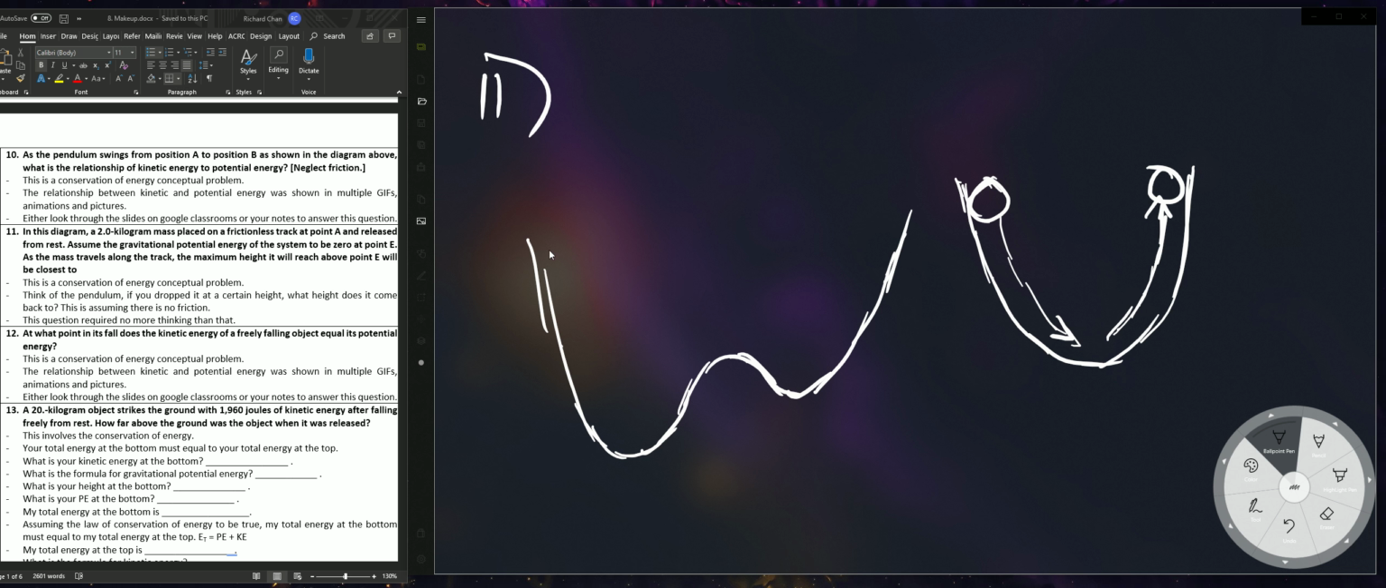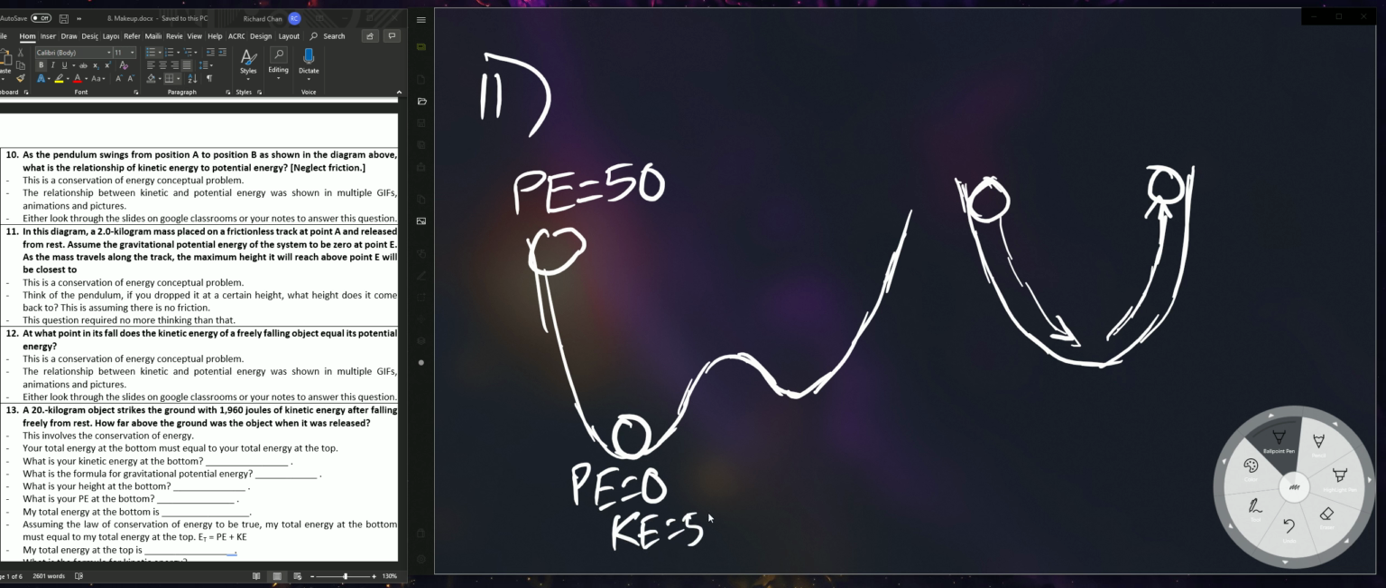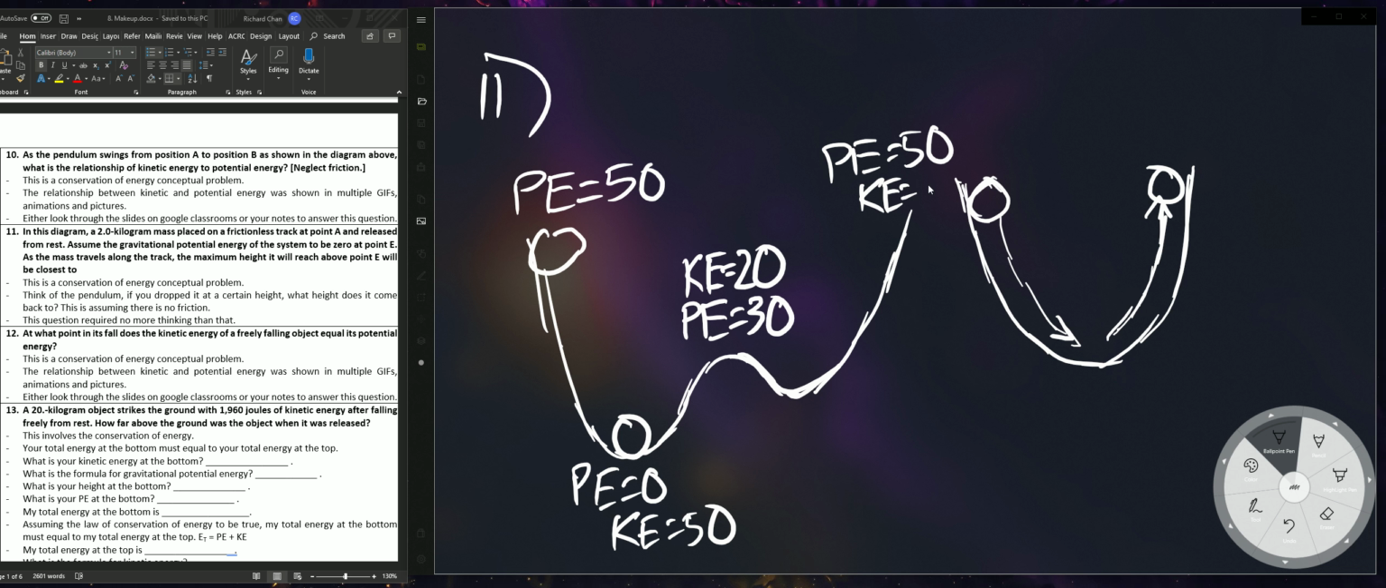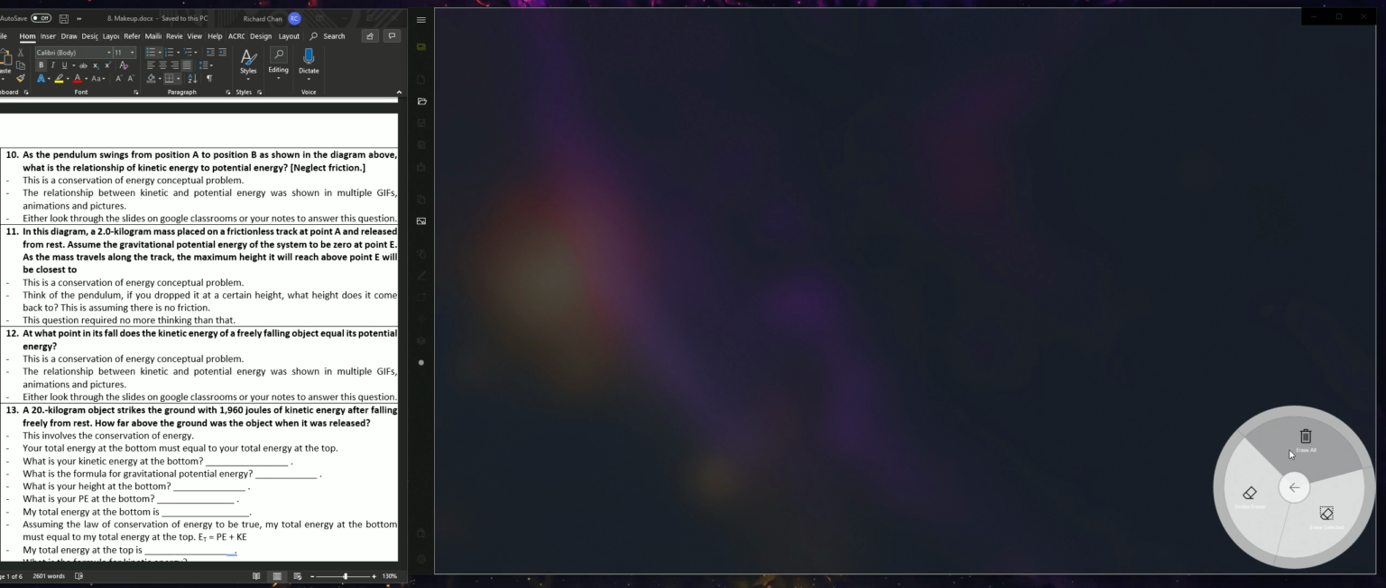Just because you make the track a little bit different doesn't mean it won't come back up to the same height. As the ball goes from here to here, let's say the potential energy here is 50, and now your potential energy here is 0, but your kinetic energy here is 50. Let's say up here your kinetic energy is 20 and your potential energy is 30. Your energy is still conserved, you're not losing anything. And then as your ball goes up here, your potential energy is going to come back to 50 and your kinetic energy is going to be 0. So it's going to come back to the same exact height no matter what, as long as you don't have friction.